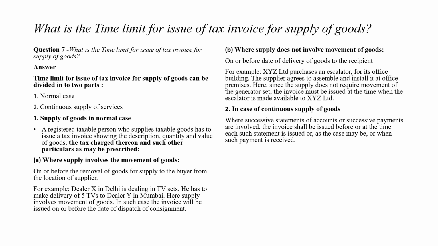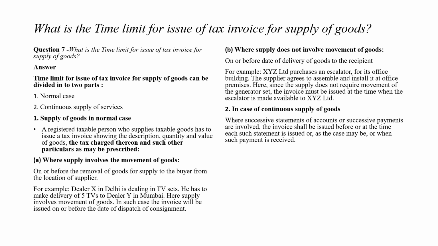For example, if dealer X in Delhi is dealing in TV sets, he has to make delivery of 5 TVs to dealer Y in Mumbai. Here, supply involves movement of goods. In such a case, the invoice will be issued on or before the date of dispatch of the consignment.